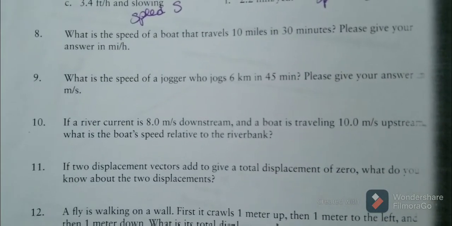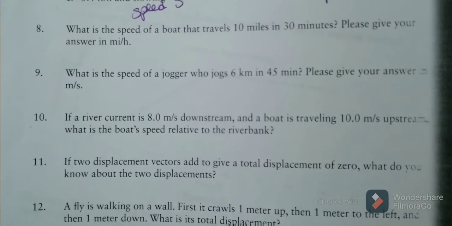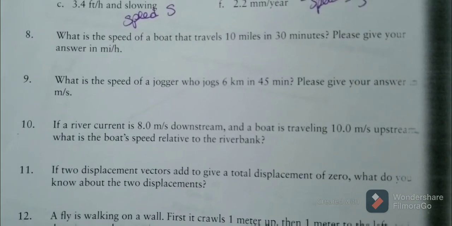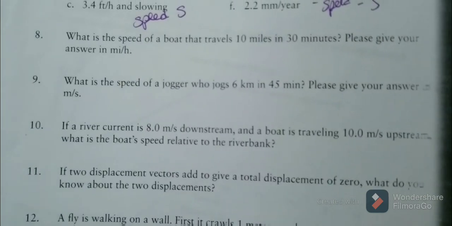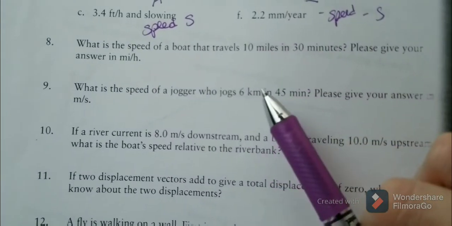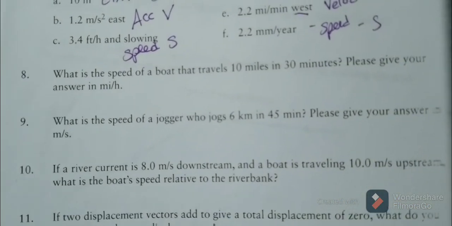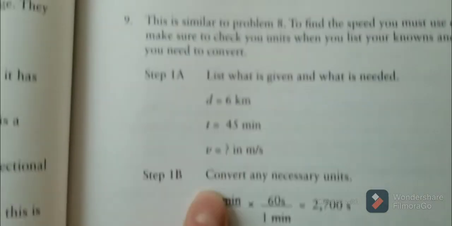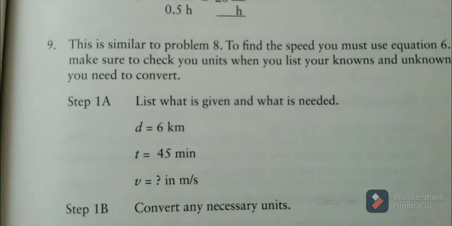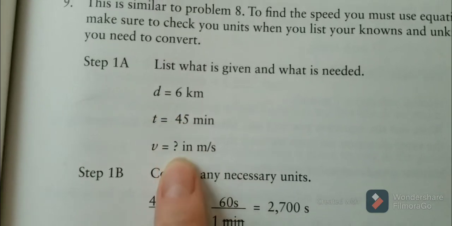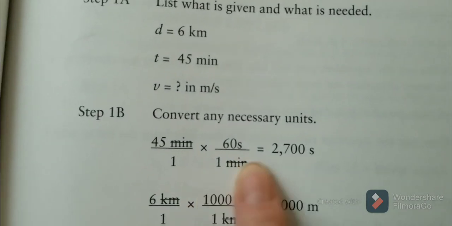All right, so what is the speed of a jogger, number 9, who jogs 6 kilometers in 45 minutes? Please give your answer in meters per second. So we got kilometers there and meters, so we got to convert that. And again, I'm going to try to maneuver here without annoying anybody. Here we go. So this is about the same deal. List what is needed: the distance, the time, the velocity, conversions here.